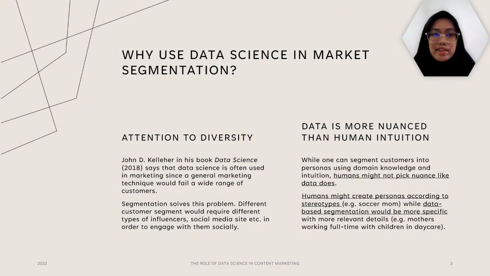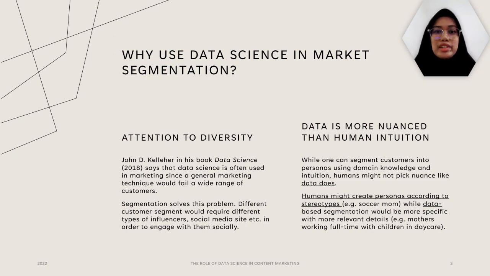Why do we need data science in market segmentation? John Keller's book Data Science mentioned that data science is mostly used in marketing because a very general marketing approach would fail a wide range of customers with diverse needs and interests. Segmentation solves this problem since different segments of the audience will require different types of influencers and social media sites to engage them socially.